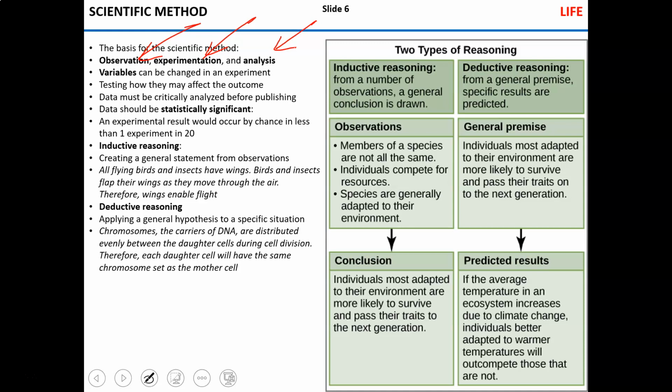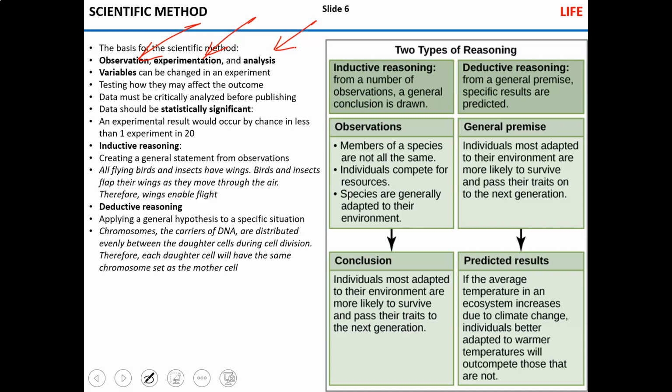Now, when we receive the data, what does it mean to critically analyze the data? We must show that our quantitative data are statistically significant, which means that if we run 20 experiments, not even in one experiment did the result occur by chance. If we run 100 experiments, an experimental result can occur by chance in less than 5 experiments out of 100.